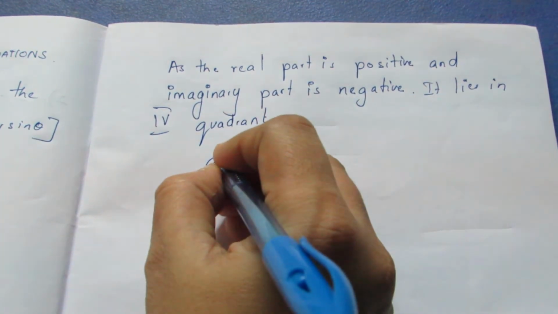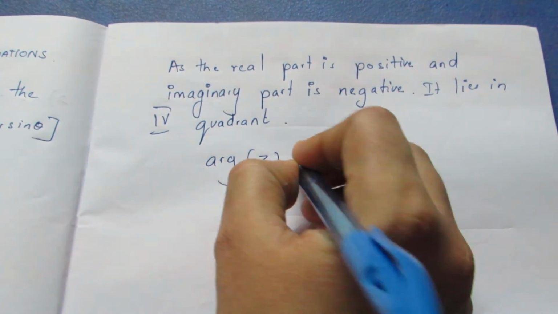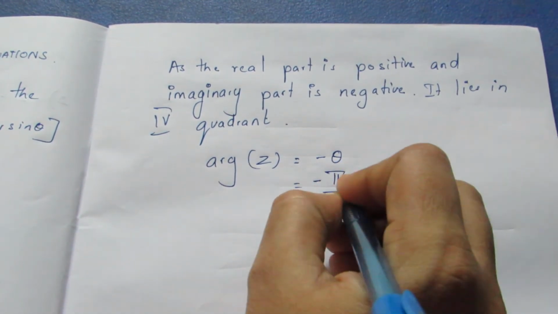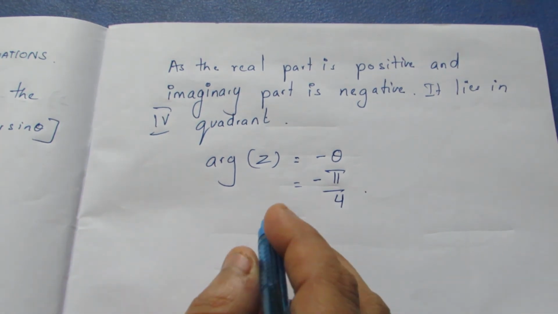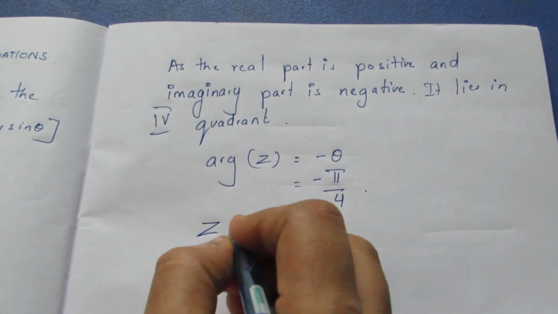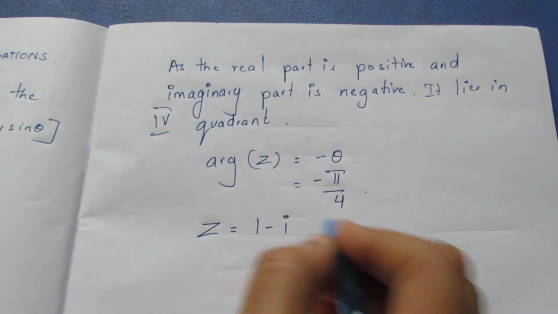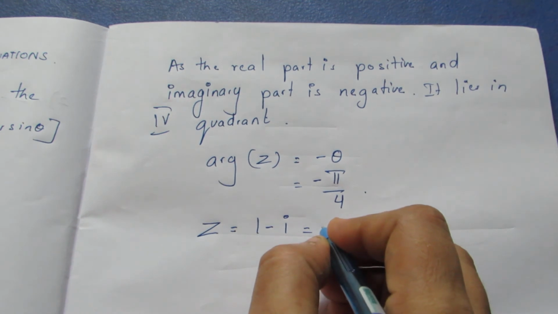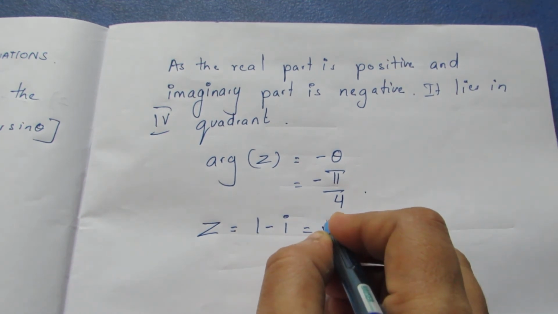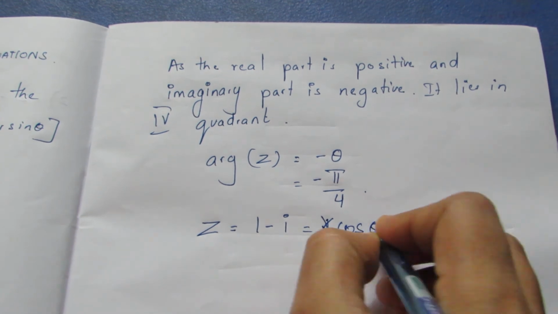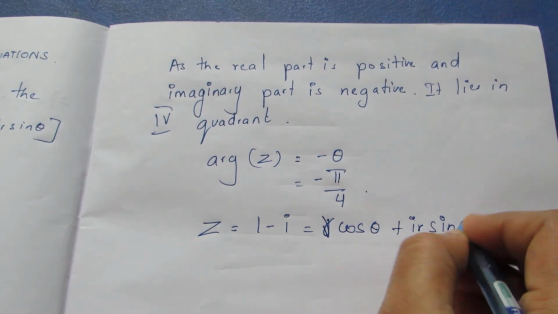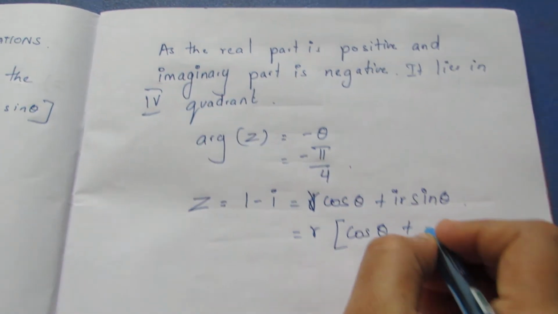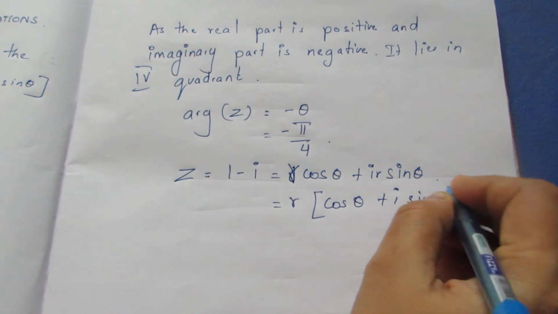In the fourth quadrant, we know that argument z is equal to minus theta. We know the theta value to be pi by 4, so it is minus pi by 4. So now we have found the argument of z. So z is equal to 1 minus i, which is what they have given. We need to write it in r cos theta plus i r sin theta. I am taking r common outside. We need to write cos theta plus i sin theta.